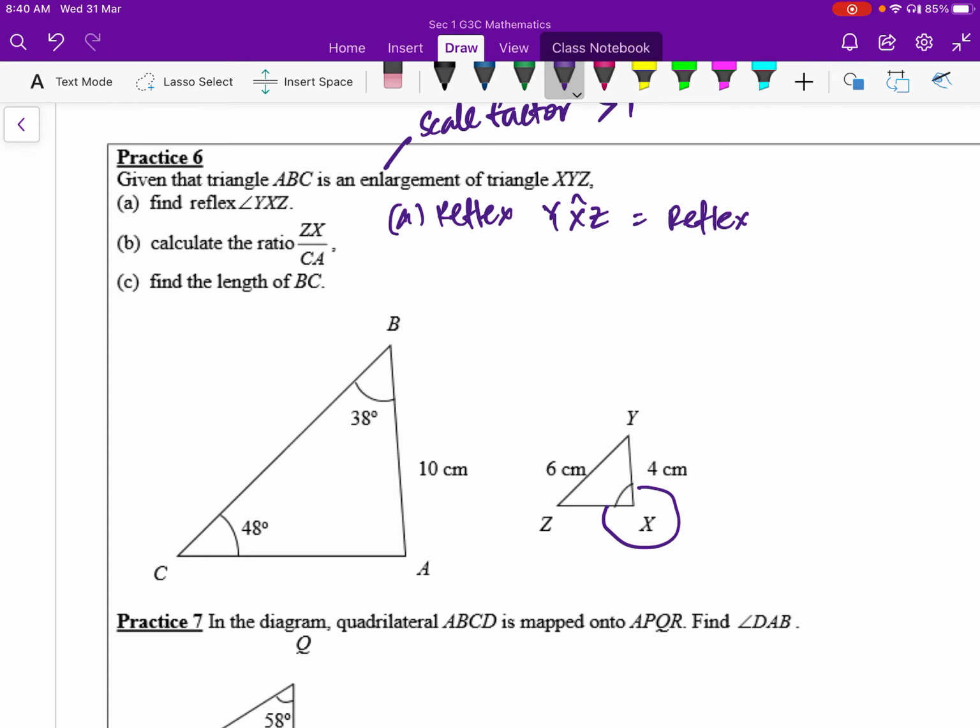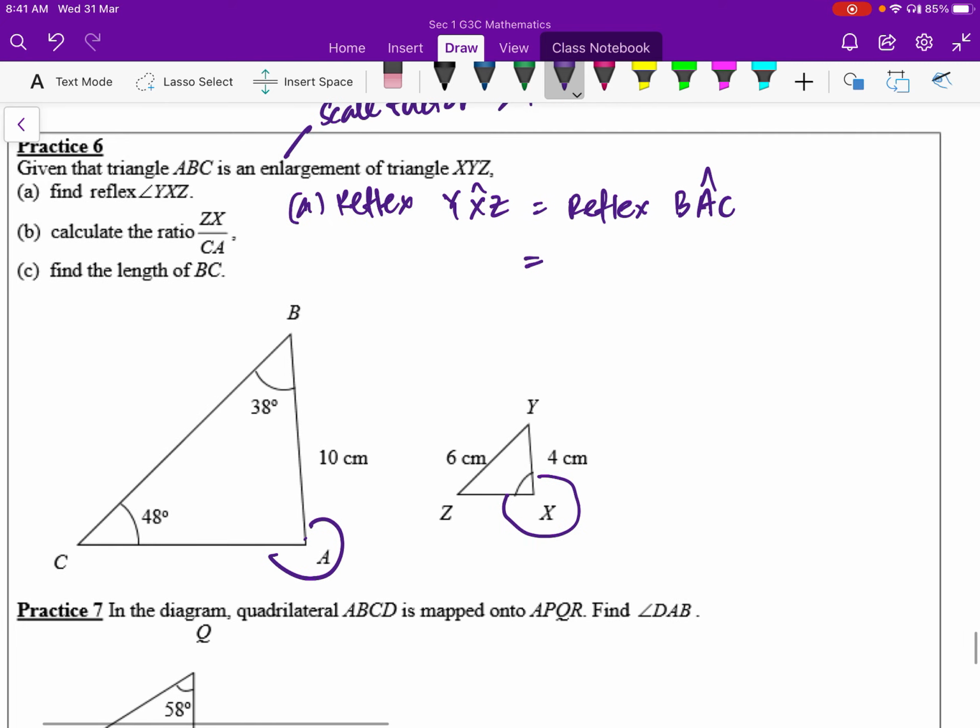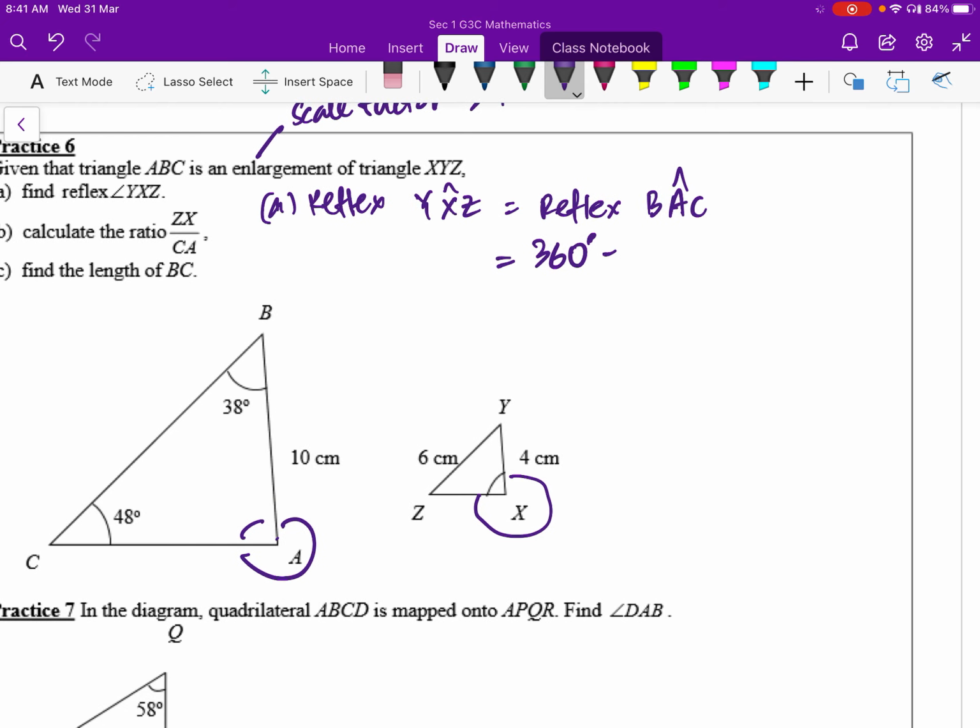Y, X, Z corresponds to BAC. I want to find the reflex of this angle. This reflex angle is going to be given by 360 minus what is inside: 48 plus 38. Because I can't really tell whether this is going to be more than or less than 90. So this over here is actually 94. So 360 minus this particular angle, we will write down 180 minus 48 minus 38.